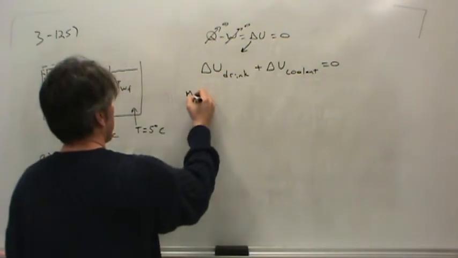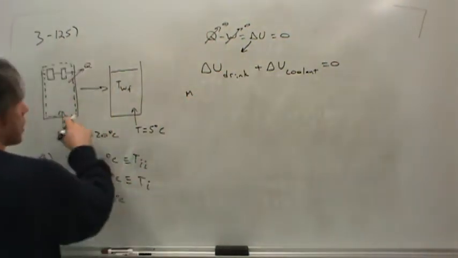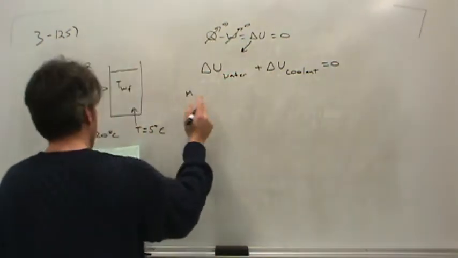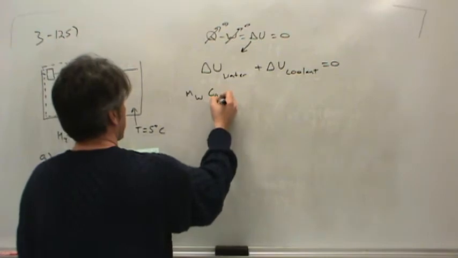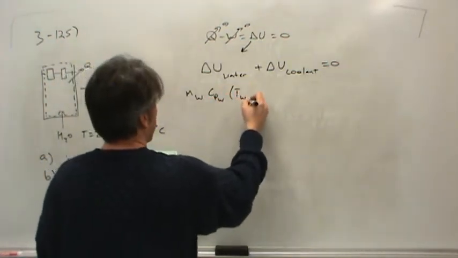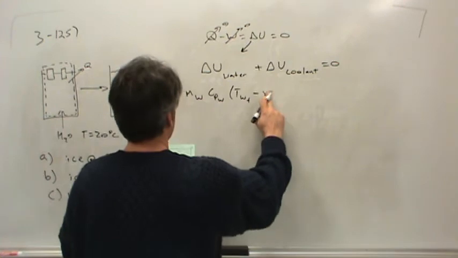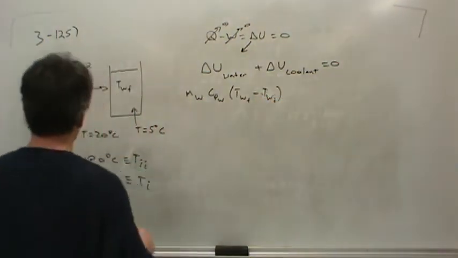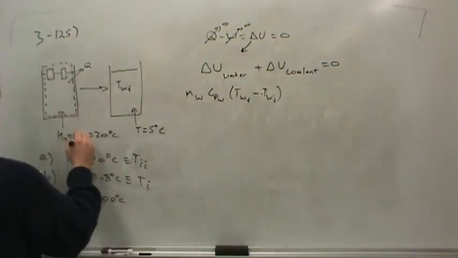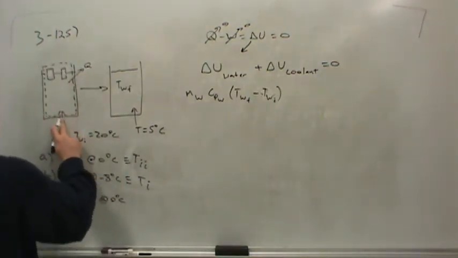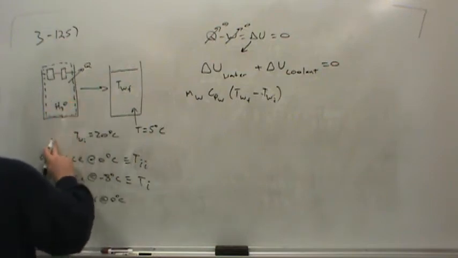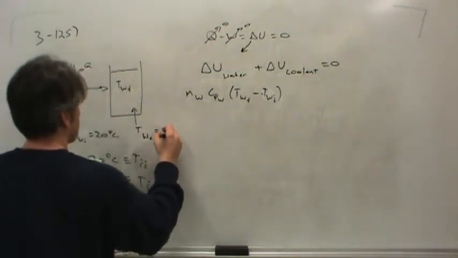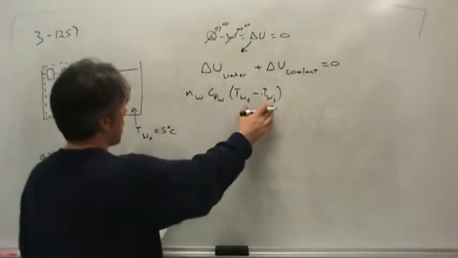So the mass of the drink or the water, let me just switch and call the drink water because that's what the author said. The mass of the water times the heat capacity of the water times the final temperature of the water less the initial temperature of the water. Notice we've got the initial temperature of the water here. We'll just put the water inside. This is just H2O. And we've got the final water temperature here, which is just 5 degrees Celsius.